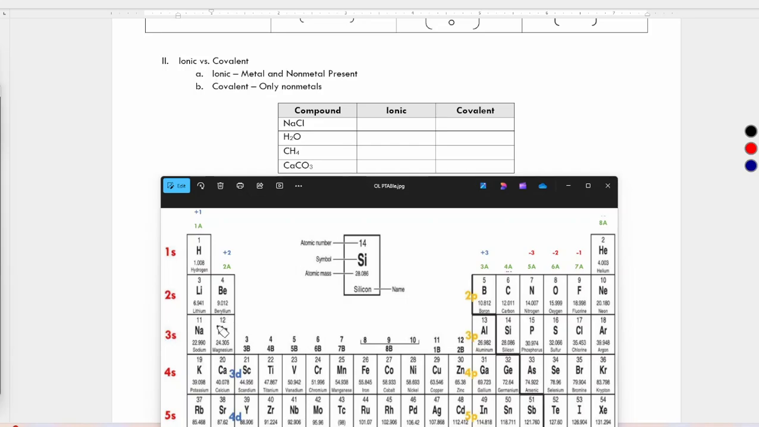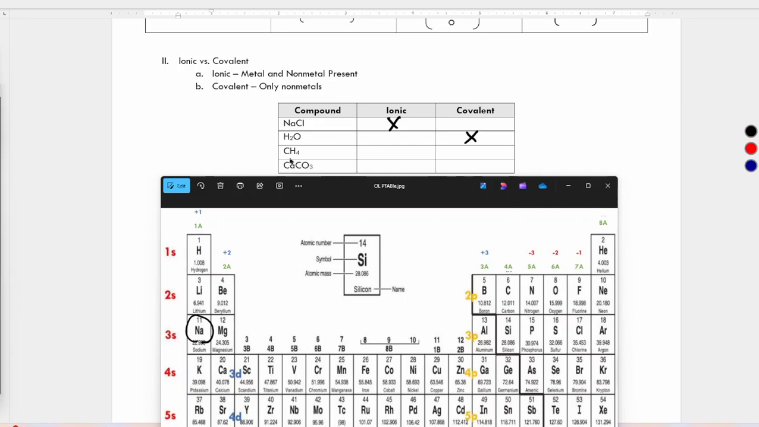All right, so sodium we should know is over here. Sodium's an alkali metal, so this is ionic. It has to be. It has a metal in it. Water is our number one, easiest known covalent molecule because it has no metals in it. Hydrogen is a non-metal for sure, and oxygen is a gas.